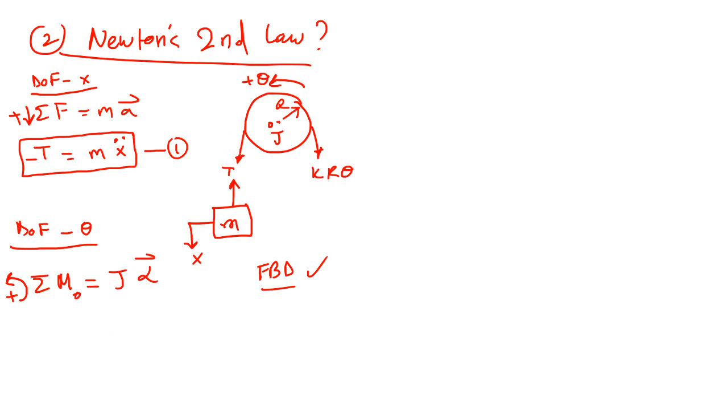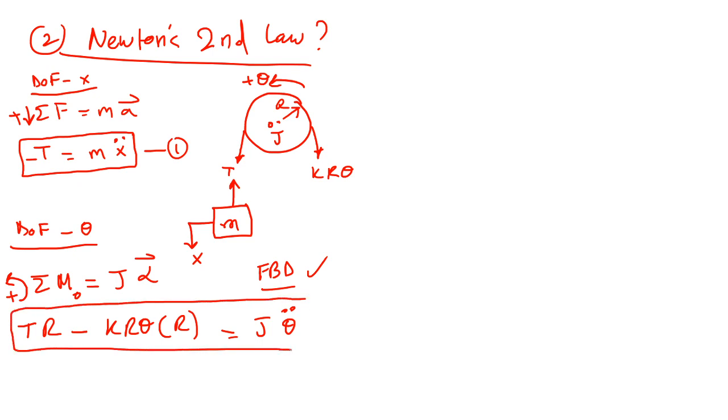Now apply. What are the moments here? From the tension, we have T times R, positive, minus K R theta, the spring force, times R, the distance. This equals J, the given mass moment of inertia, times alpha. What is alpha? It's going to be theta double dot. And this is the second equation of motion.